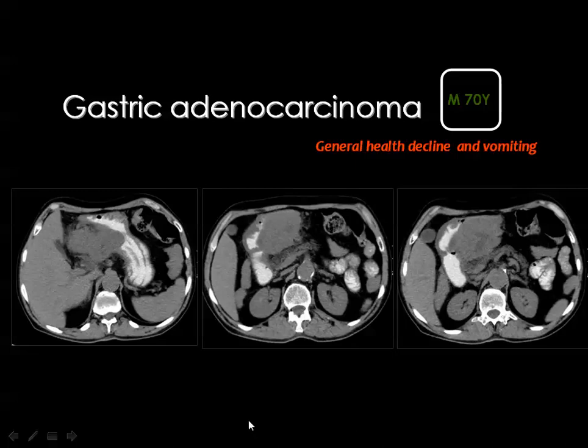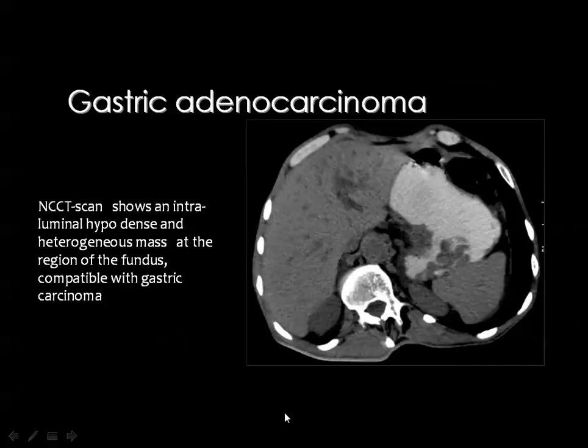And this is another example of gastric adenocarcinoma infiltrating in the region of the pyloric canal. And this is the gastric fundus, as you know, and this is the mass of the tumor, and it has extended into the proximal part of the duodenum, as you can see in these images.